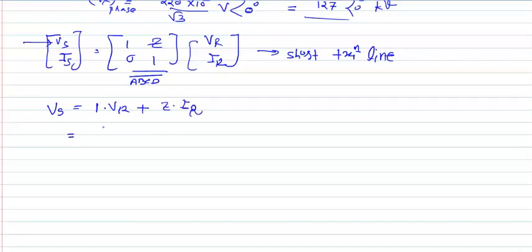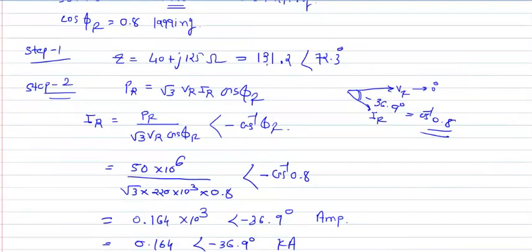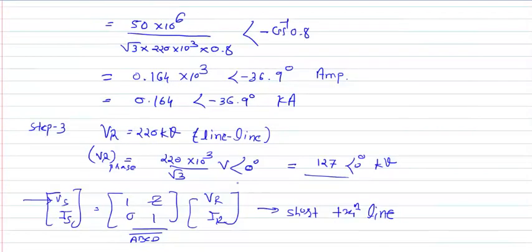Now I will put all the values here, and I'll write what VR we have calculated: 127 at angle of 0. This is in terms of kilovolt. So I'm not writing 10 raised to minus 3 because it is already in kilovolt. Plus Z, that we have calculated. What is the answer of Z in terms of polar? So the answer of Z is 131.2 at angle of 72.3. Right. So I will write that answer also.